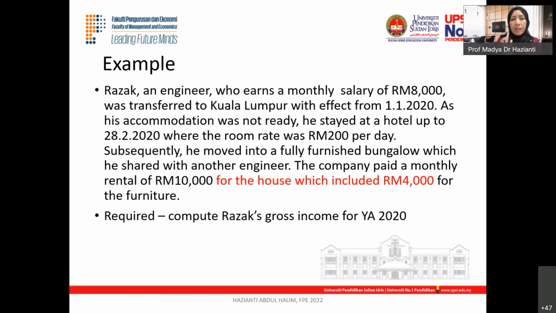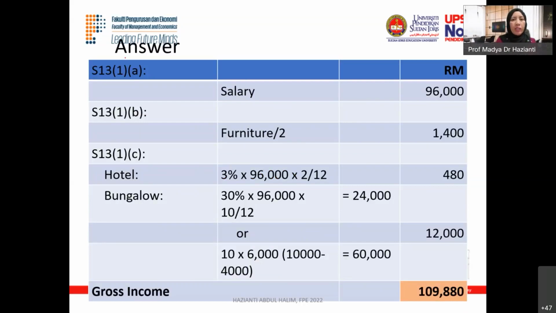Okay, sekarang dia ada dua kan. Dia ada hotel, dia duduk dekat hotel dulu, baru dia duduk fully furnished bungalow. So that is your keyword. So again, we start with section 13(1)(a), gaji dia, salary dia tadi. Salary dia 8,000, darab dengan 12, so 96,000. Furniture, remember rumah dia dapat furniture, rumah dia kongsi 2 orang. So furniture rumah ni apa? Fully furnished 3,360. Divide by 2. Nanti kita tengok kenapa jadi 1,400.